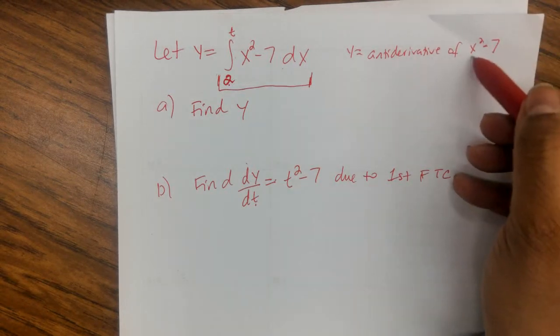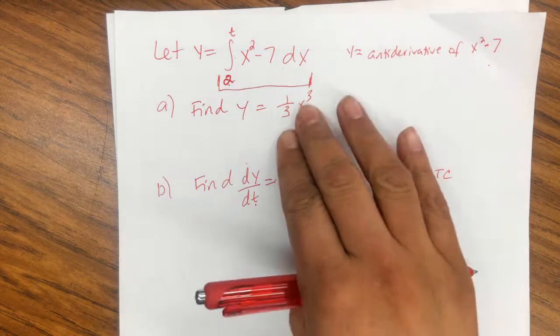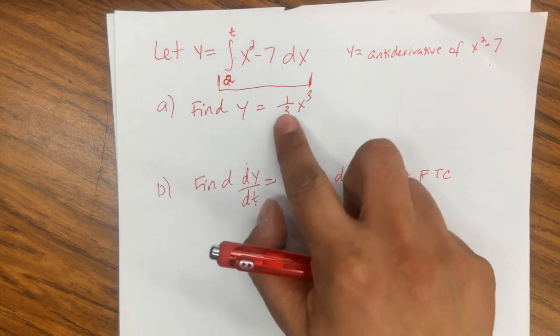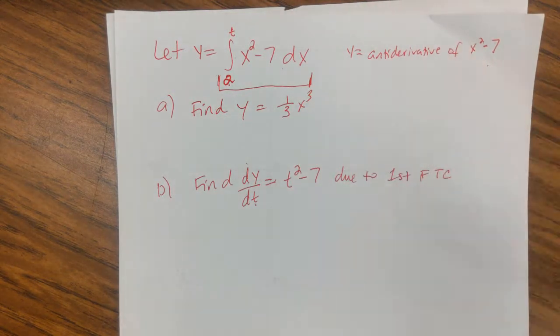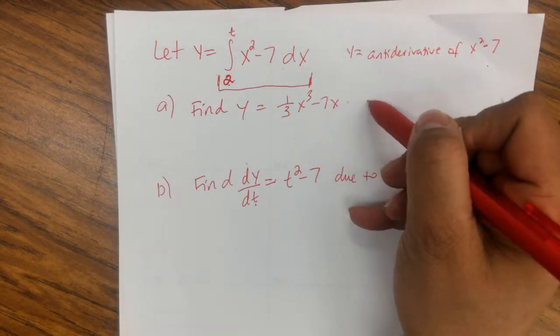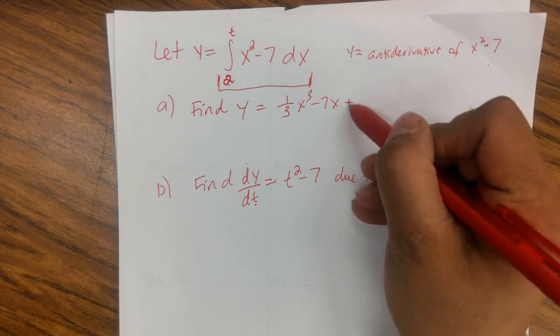If I undo the power rule, it'll be 1/3 x cubed. Stop and check that this is correct. Do the power rule, find the derivative, make sure you get x squared. And if this is 7, then I get 7x. And again, you know, there can be a constant. There could be 100 as a constant. It could be 1/2. It could be pi. So we're going to call it c.